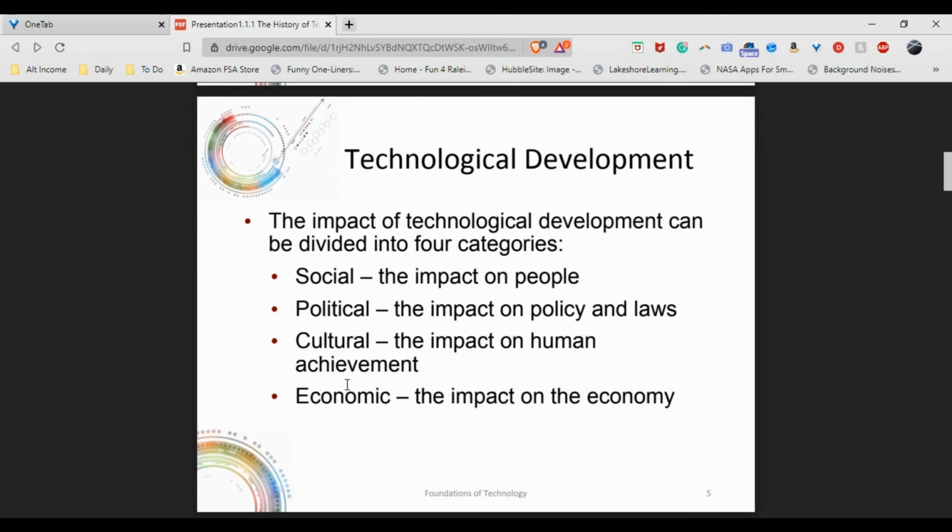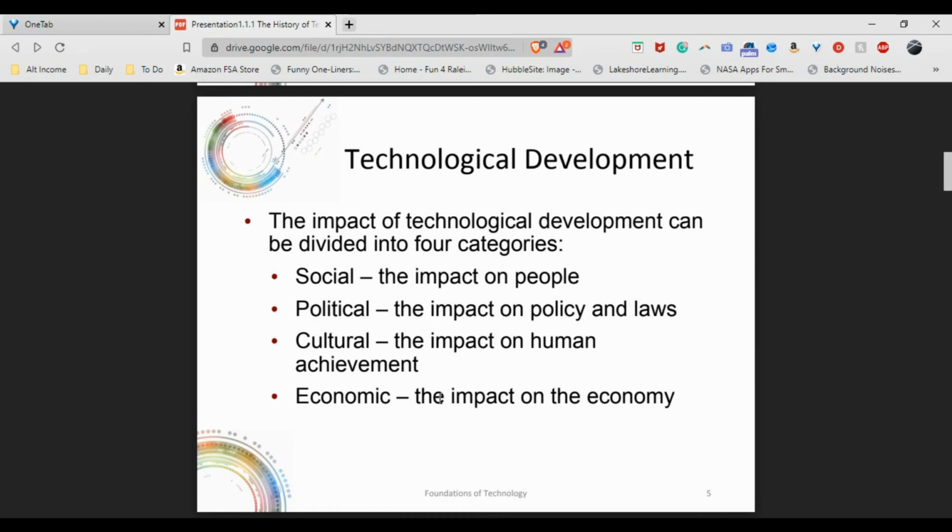So the impact of technological development can be divided into 4 major categories. Now this is by the categories of this course. You could divide them up into different methods if you chose and view it in your own way. You may have more than 4, you may say less than 4. But for the purposes of this class, these are the 4 that we're looking at. The social, which is the impact on the people. Political, the impact on policies and laws. Cultural, impact on human achievements. And then the economic, the impact on the economy.